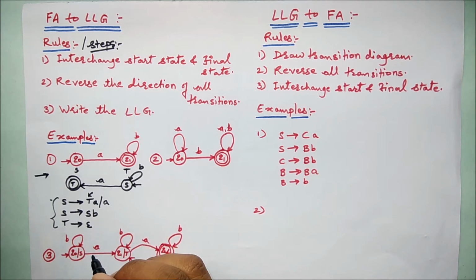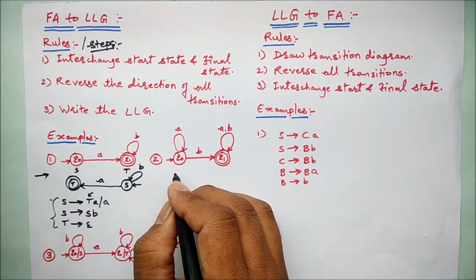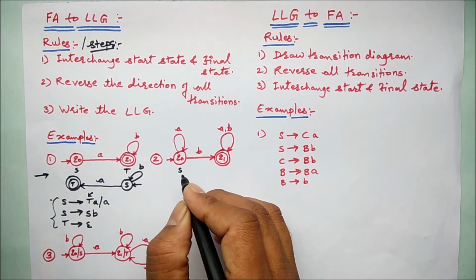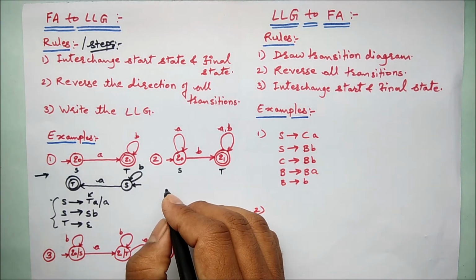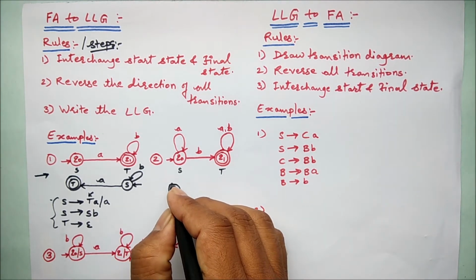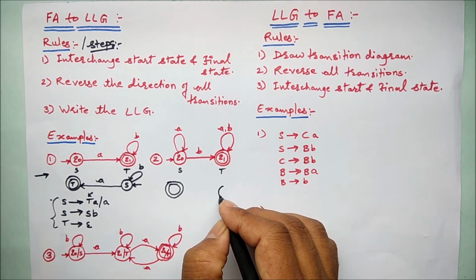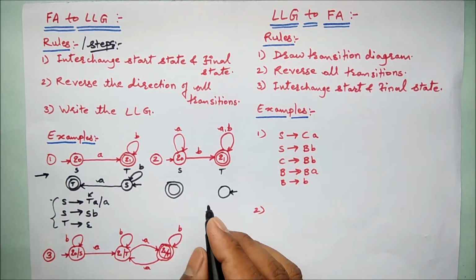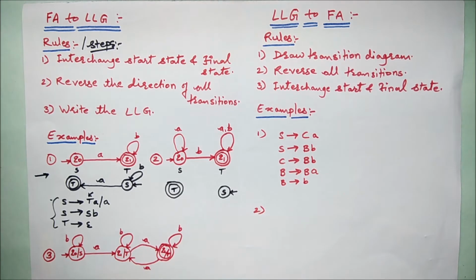Let's move ahead with the second problem statement, and after following the first step, let's call Q0 as S and Q1 as T. Let's draw the diagram again over here. I will make this a final state and this an initial state. So this becomes the initial state, this becomes S, and this becomes T.